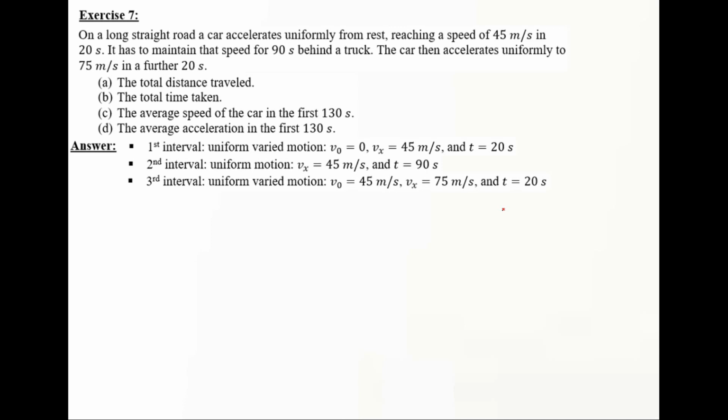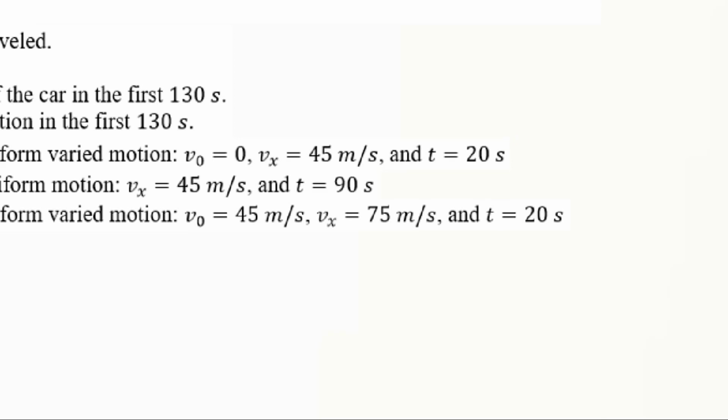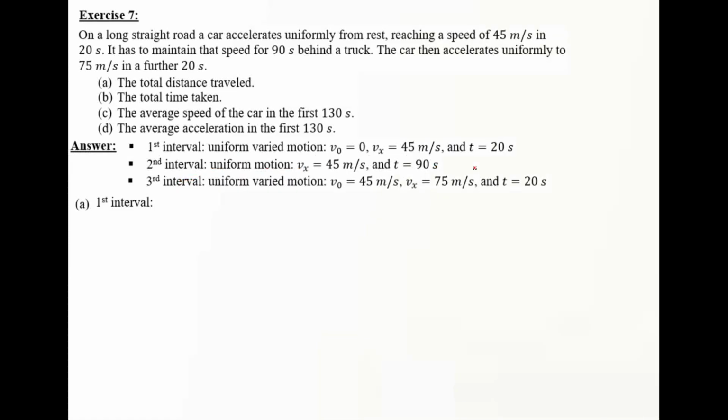Now in order to calculate the total distance, we need to determine the distance covered in each phase or interval separately. Then in the first interval, if you look carefully at the given, we have the initial speed, the final speed, and the time. Then the displacement, which is basically the distance along a specific direction, would be calculated using this formula. And the distance would be 450 meters.